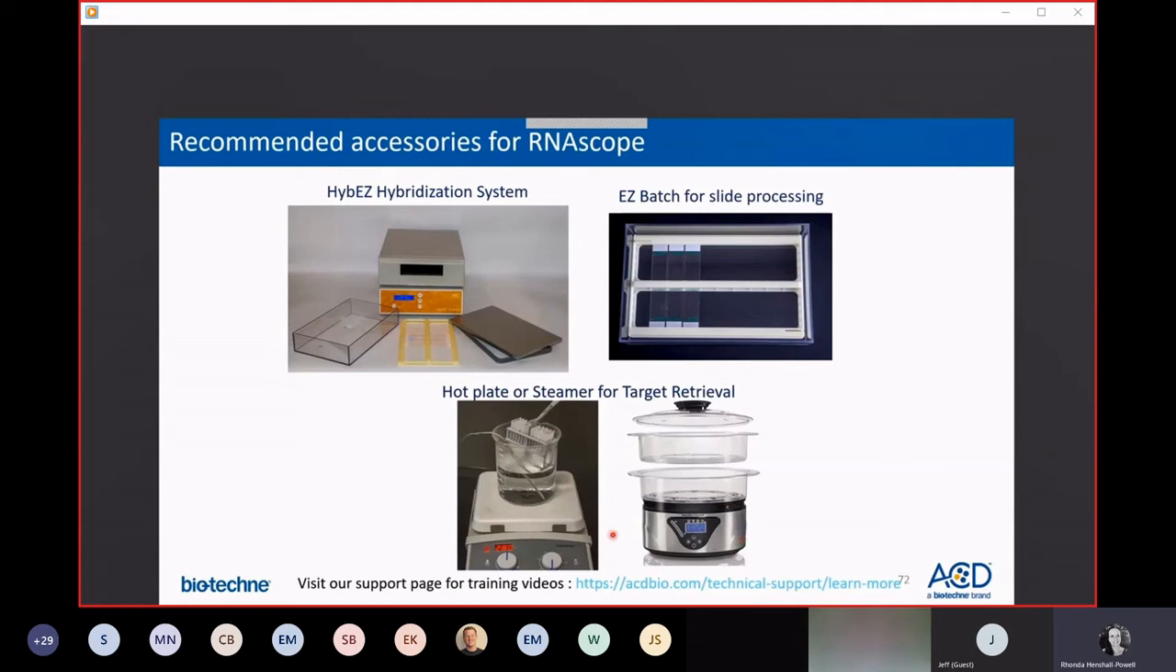And then the only other thing you would need if you have fixed frozen tissue is a steamer. We recommend using a steamer for the target retrieval step. It tends to be gentler on tissue, but you can also use a beaker and a hot plate if you don't have a steamer, or, you know, it's really pretty cheap on Amazon. There's a particular steamer that we recommend to people who don't have a steamer in lab already.